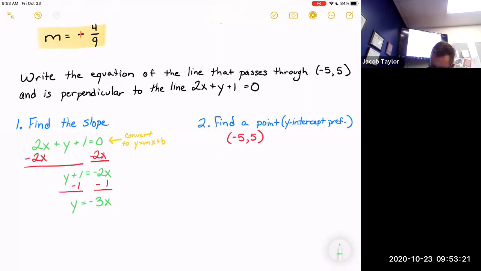Sure about that? Wait, what'd you say? The slope's negative 3? Not a mistake. I don't know, did I? I feel like 0 minus 2 would be just 2. Or am I wrong? 0 minus 2 is negative 2. Anybody see a mistake?